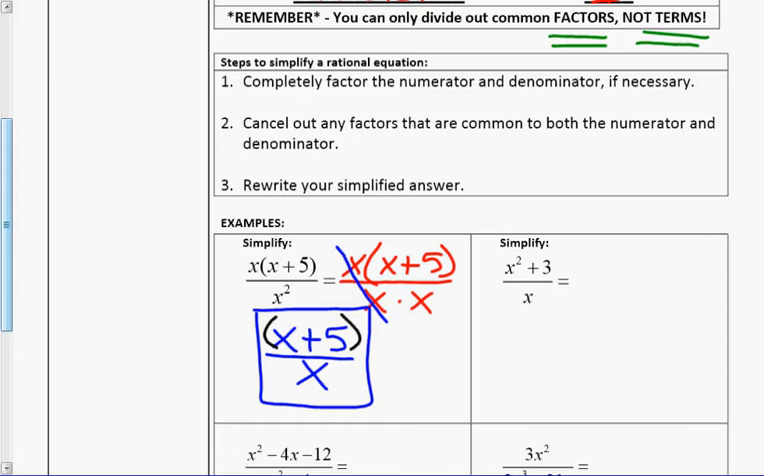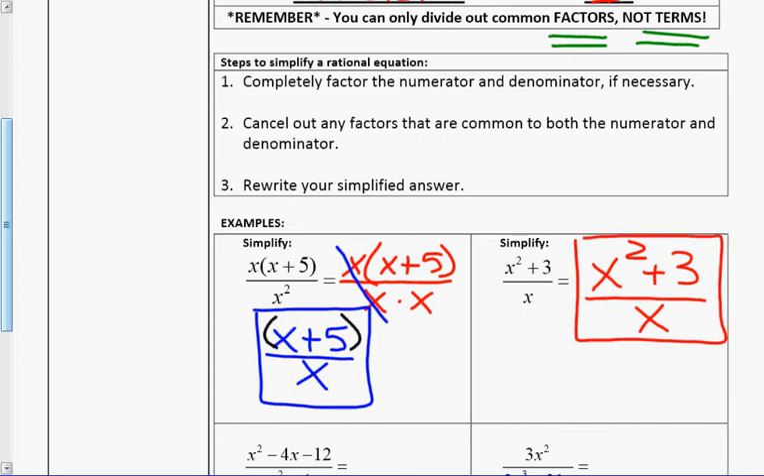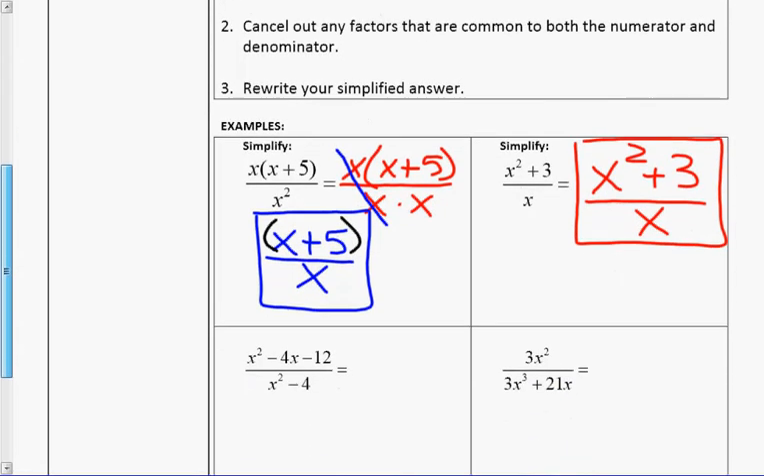Let's go ahead and look at the one to the right. x squared plus 3 over x. Can you factor out x squared plus 3? If you answered no, that's right. You cannot do x squared plus 3. We have an x, we have an x squared. There's nothing you can do with this problem. So our answer would be x squared plus 3 over x. Okay, sometimes we just try to trick you guys.